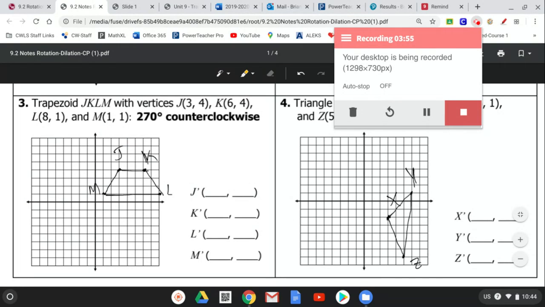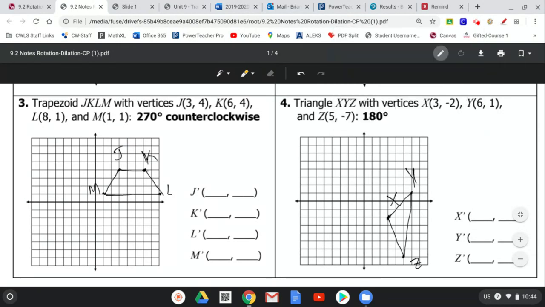All right, guys. So we are going to move on to number 4. So try number 2 and 3 on your own, and then check those answers on the notes key on Canvas. Okay. So for number 4, I have it plotted there for you. And so this is where we're rotating 180 degrees. So our rule for 180 degrees goes from x comma y, and then when we rotate 180 degrees, it becomes negative x, negative y.